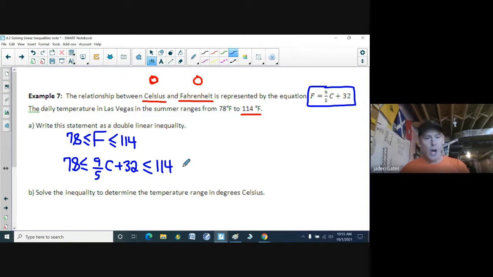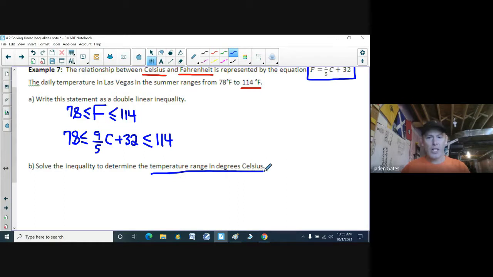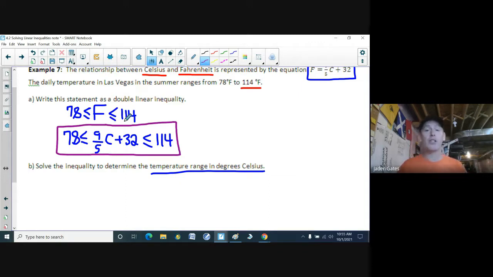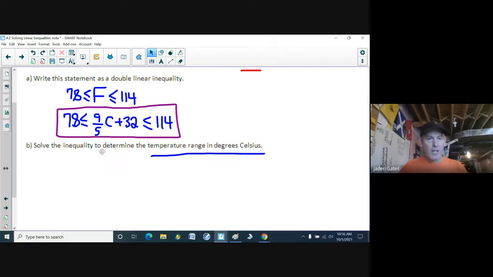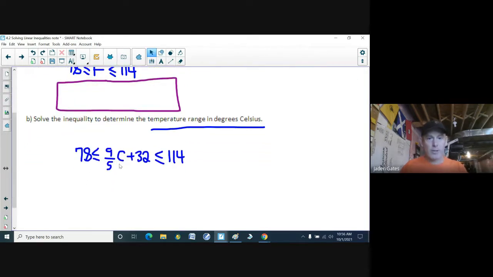Now it says, solve the inequality, determine the temperature range in Celsius. So what I'm going to do is take my second inequality and solve for C and find out what the range of the summer temperatures are in Las Vegas, but in terms of Celsius, Canadian. All right, so I'm going to take my inequality here and solve it for Celsius just to see what our range in Las Vegas would be in terms of talking about Canadians.